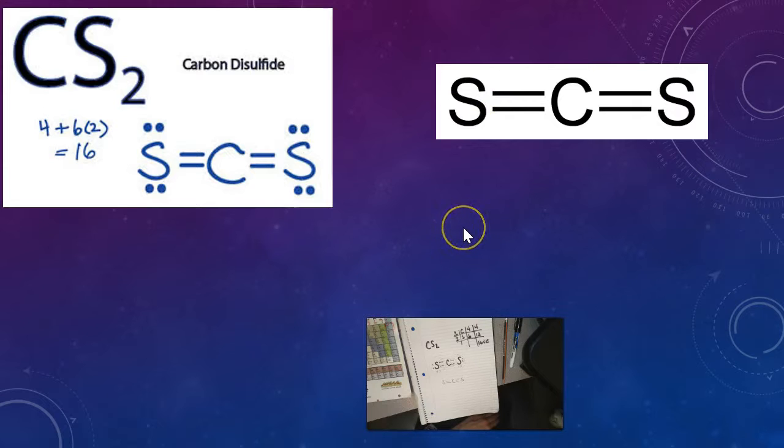Okay, so that's just 2 examples, and you guys are going to be working on more examples on your own in class today. Alright, so you can stop the video and work on your examples, and when you're done and you feel comfortable with that, come back, and then we'll talk a little bit about naming covalent molecules.